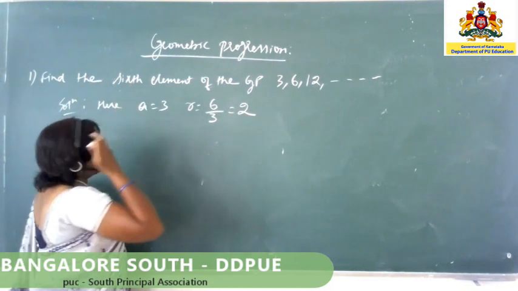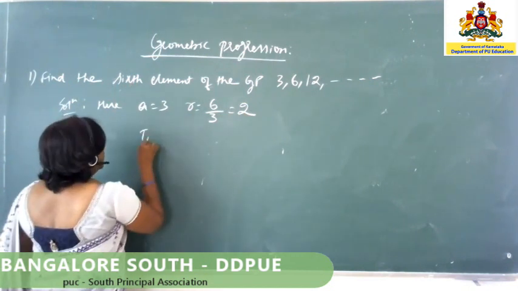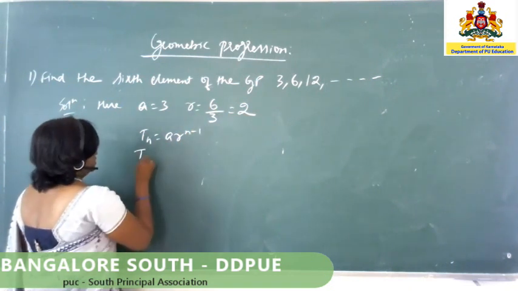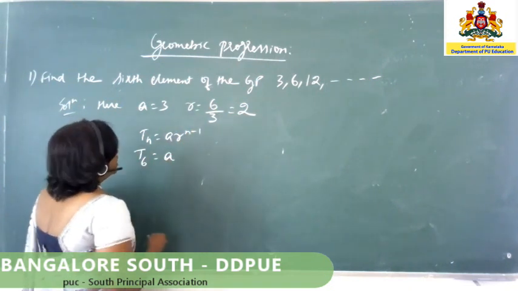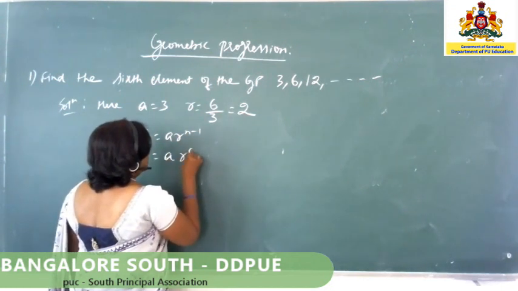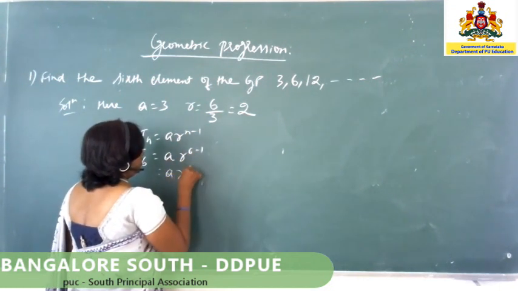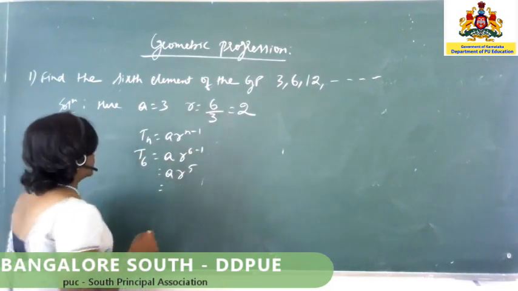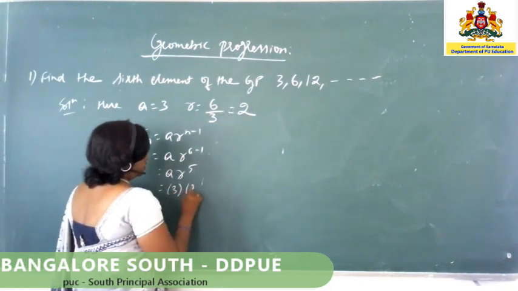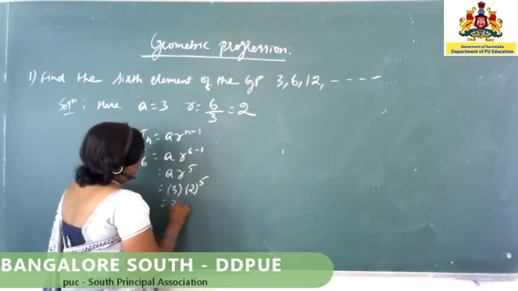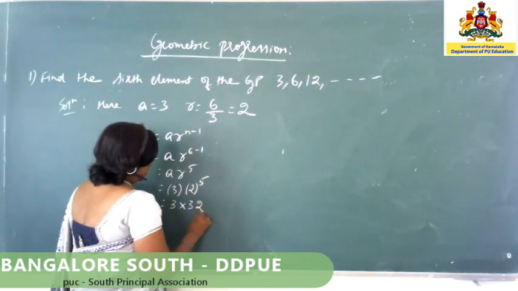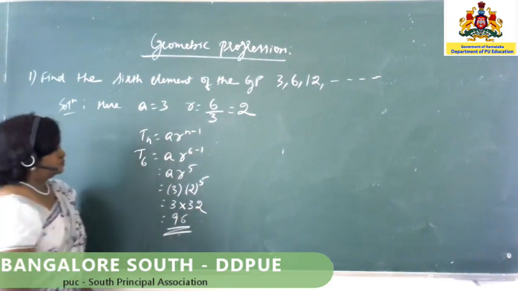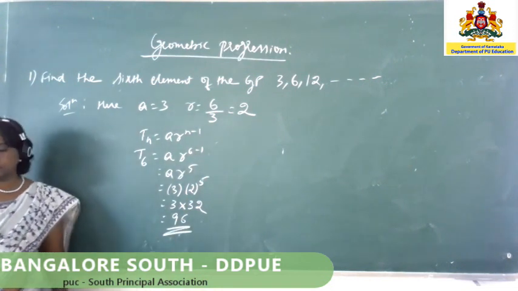They have asked you to find the sixth element. So Tn is equal to AR to the power of n minus 1. So T6 is equal to AR to the power of 6 minus 1, so that is AR to the power of 5. We know A value is 3 and R value is 2. Substitute. So 3 into 2 to the power of 5. 2 to the power of 5 is 32. So 3 into 32 is 96. T6 is 96.